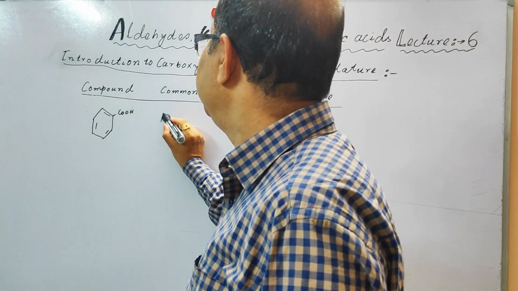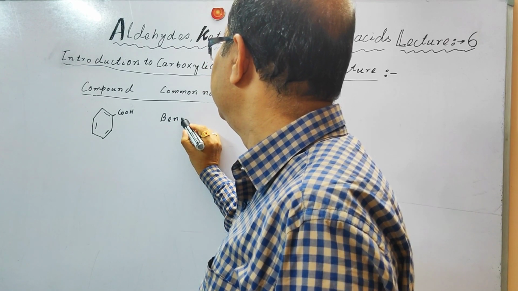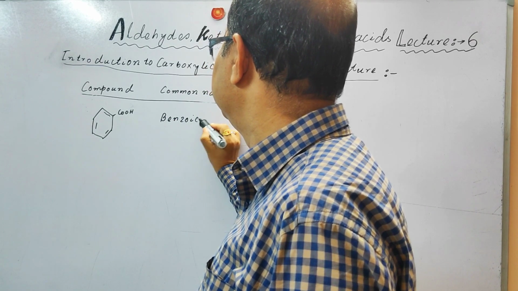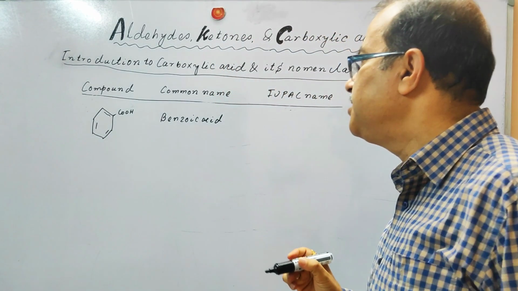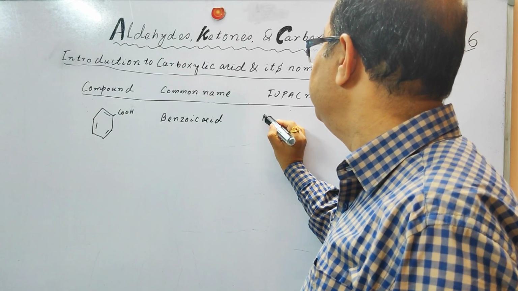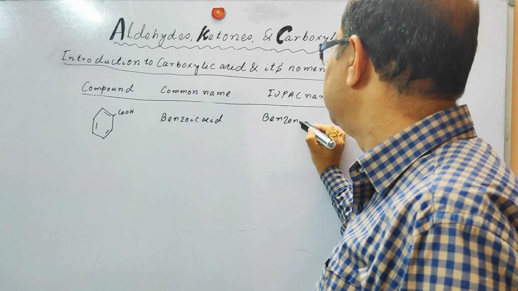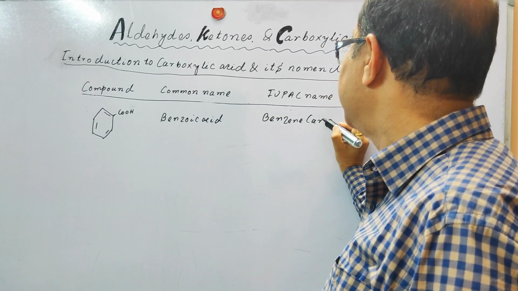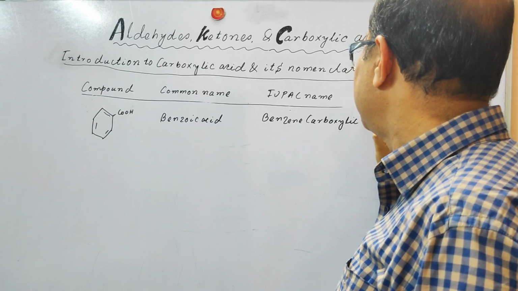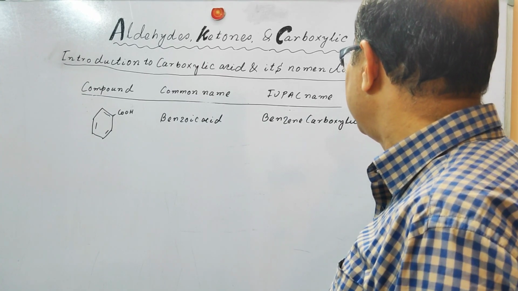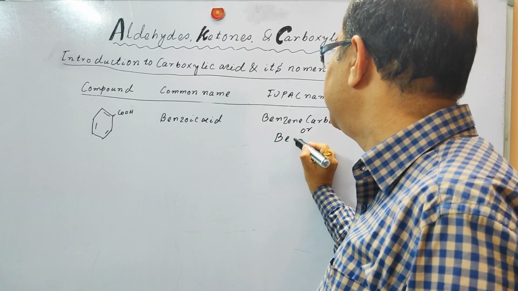The common name of this aromatic acid, where there is one carboxylic group, is benzoic acid. Its IUPAC name is benzenecarboxylic acid, though IUPAC also accepts the name benzoic acid.